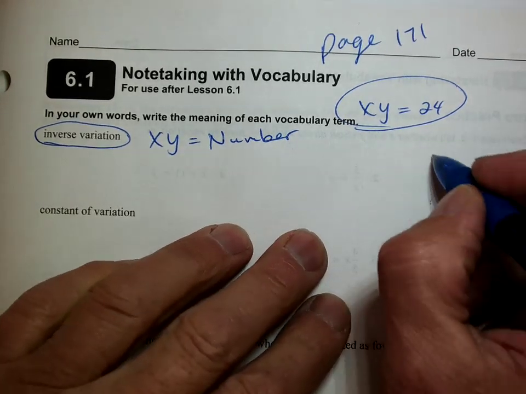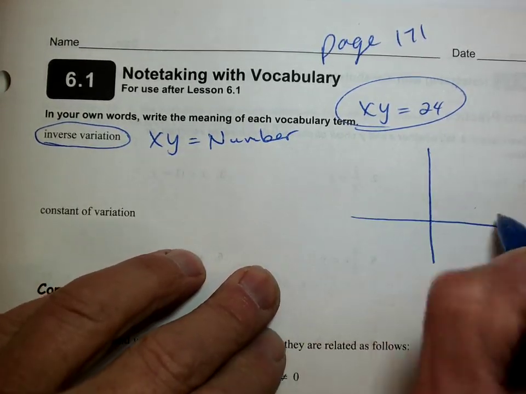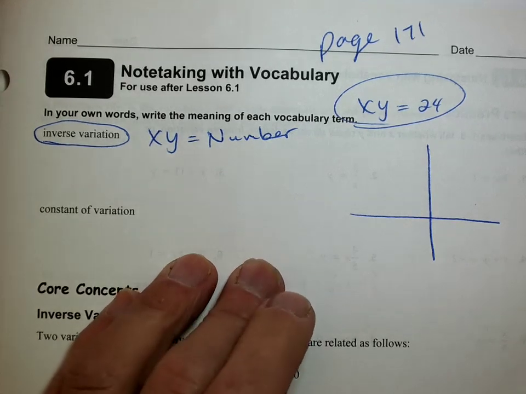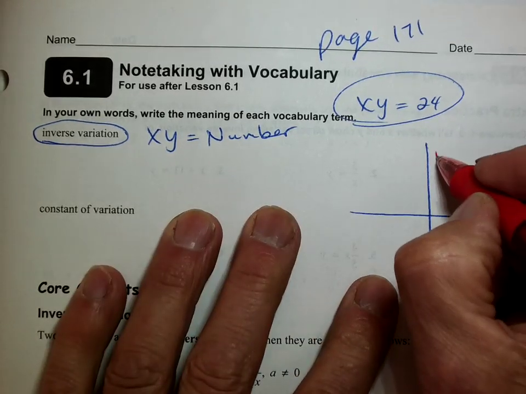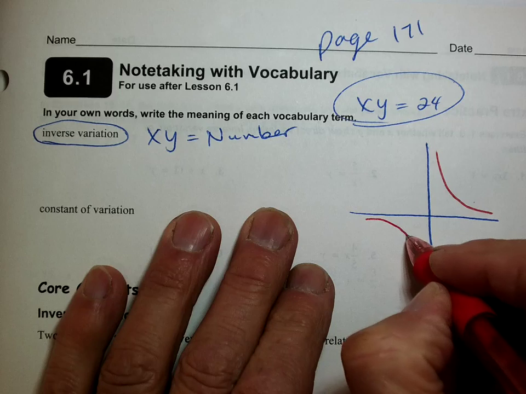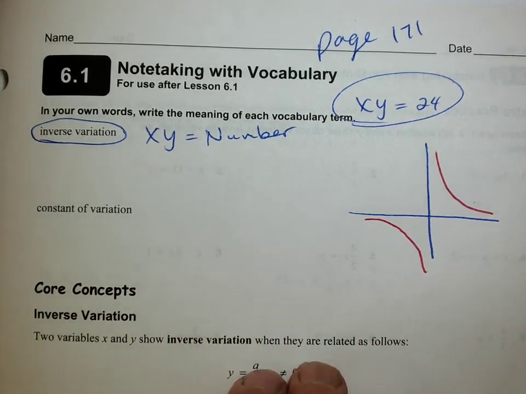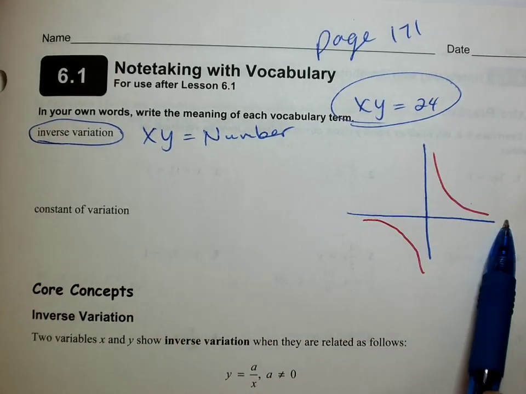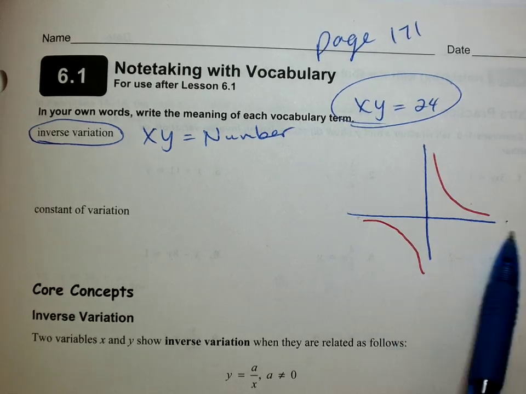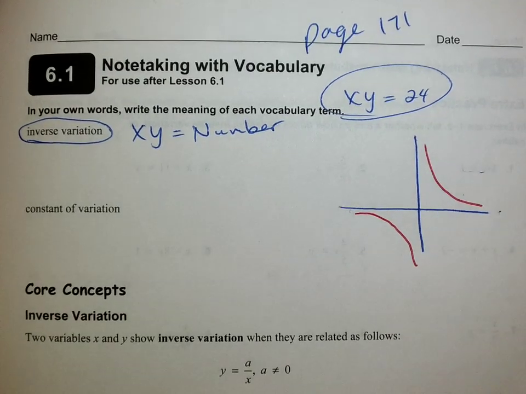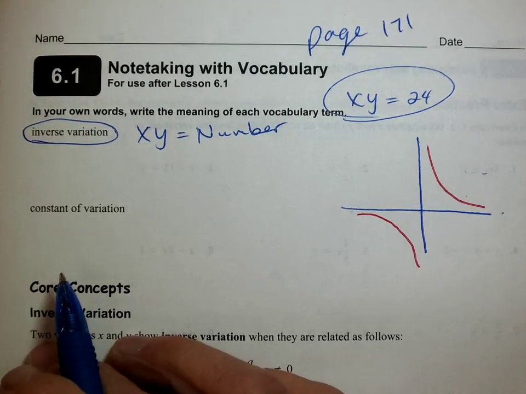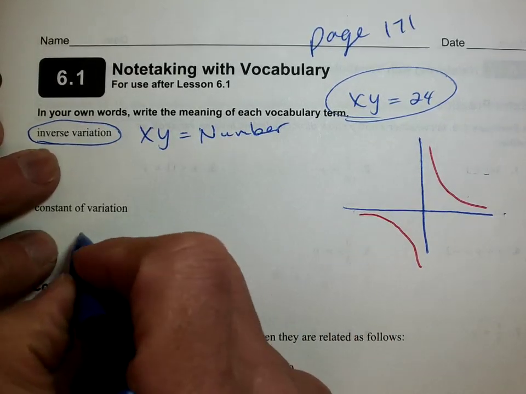What we saw then was a graph that looked like this. If I just sketch this in, we saw a graph that looked like this and like this. So that's the graph of an inverse variation. We also know that we'll have an asymptote at the x-axis and an asymptote at the y-axis, right?